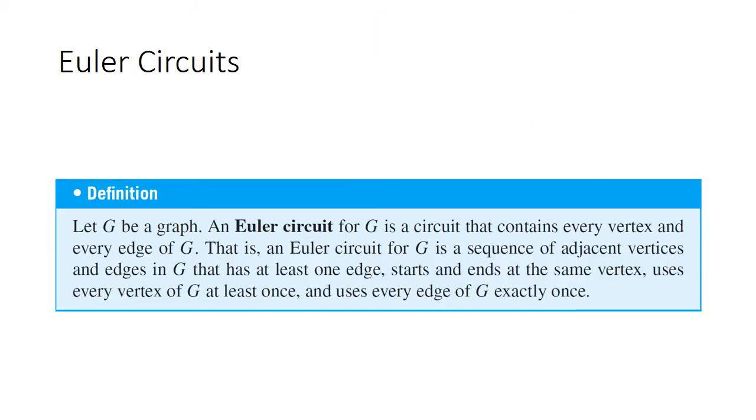Okay, so now let's talk about a special type of circuit, and this is actually going to relate us back to the 7 bridges of Königsberg problem. So let G be a graph. An Euler circuit for G is a circuit that contains every vertex and every edge of G. That is, an Euler circuit for G is a sequence of adjacent vertices and edges in G that has at least one edge, starts and ends at the same vertex, uses every vertex of G at least once, and uses every edge of G exactly once. So exactly once here means you cannot repeat them. So it is going to be a circuit, and then it is in particular the type of circuit that goes through every edge in the graph.